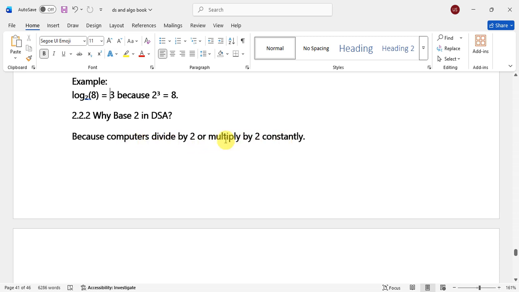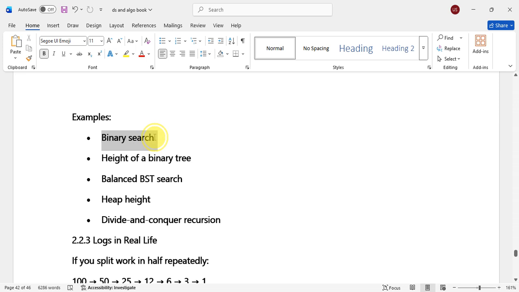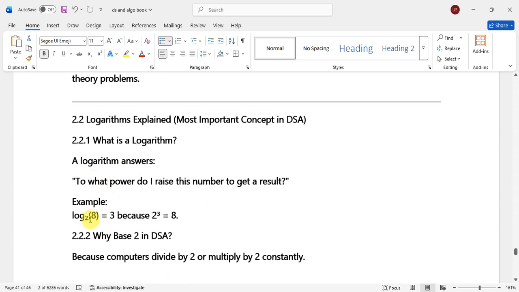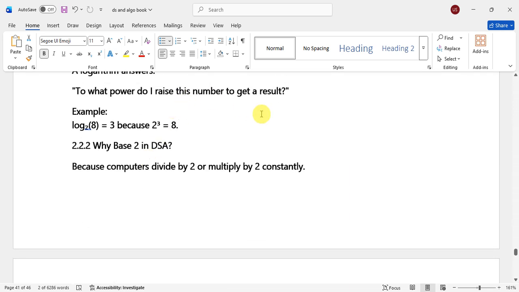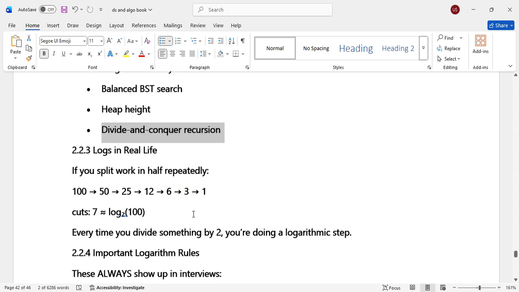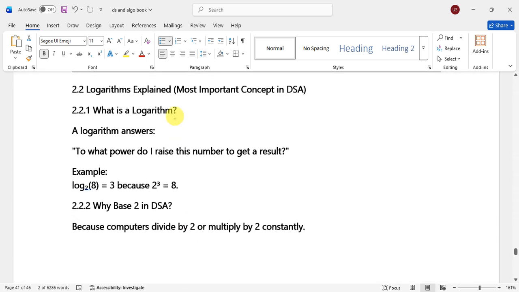Why do we learn log, and why specifically base 2? Because computers divide by 2, as I told, and it basically divides into two different paths. So binary search is there, height of binary tree is there, because initially it was based on that only. Heap height is there, and if you divide by 3 only, it won't give a considerable increase, because if you divide by 2, then parallelly it will divide by 2, and again by 2. It is like rather than following one path, you are allowing one more path.